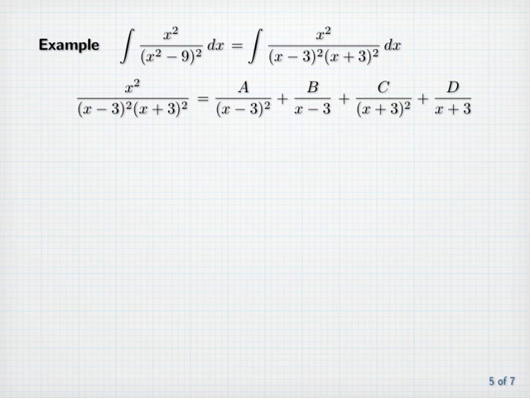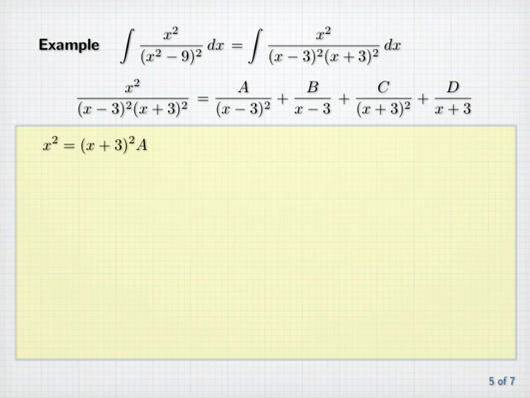So, as usual, let's start by multiplying through by the denominator on the left to clear the fractions. That gives us x squared on the left. The first term on the right is x plus 3 squared times a. The second term becomes x plus 3 squared times x minus 3 to the first power times b. The third term is x minus 3 squared times c. And the fourth term is x minus 3 squared times x plus 3 times d.